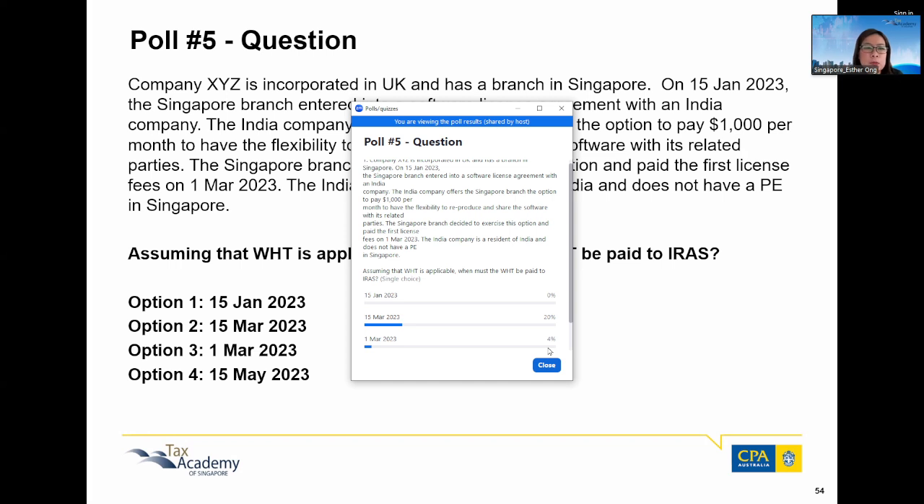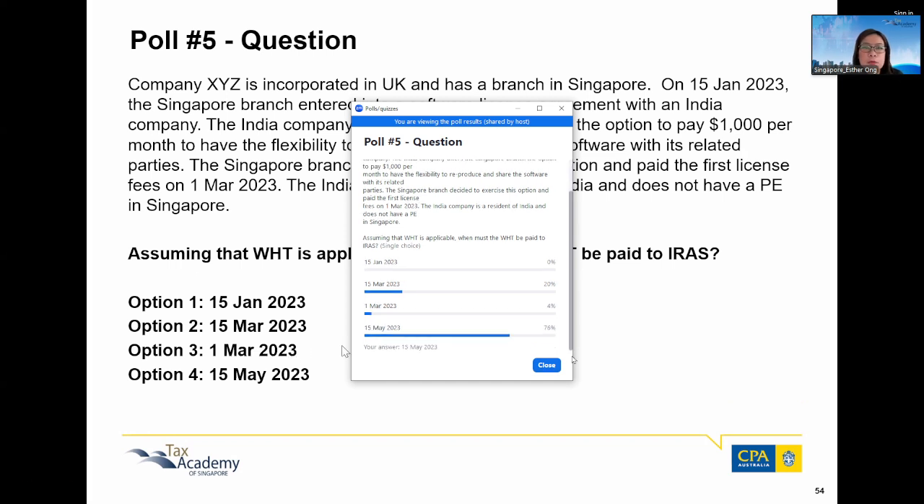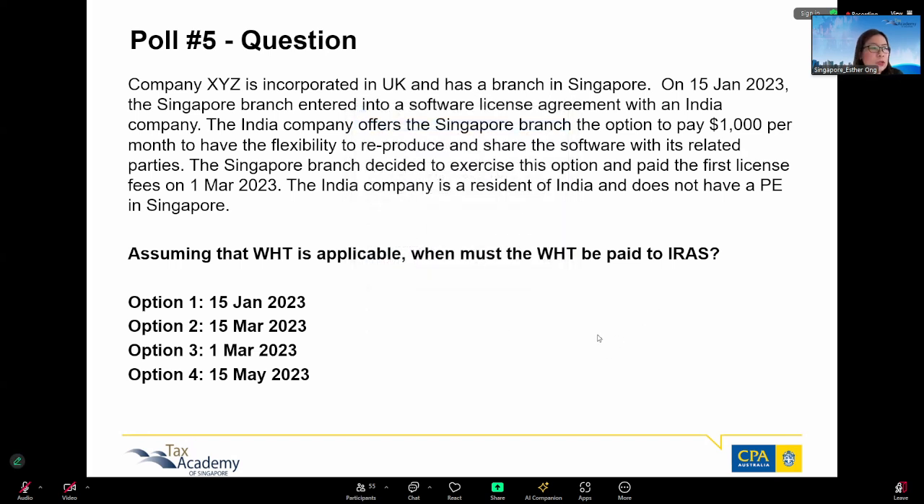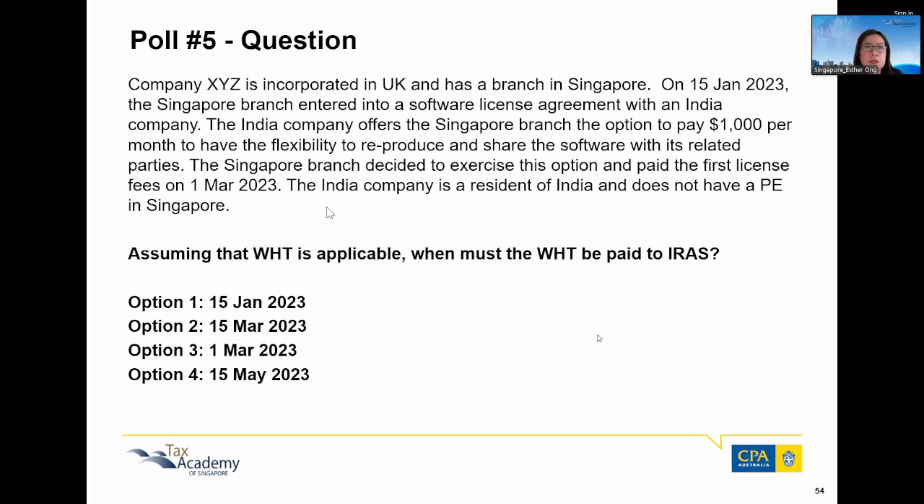Okay, the answer should be option 4, 15 May 2023. In this case, the date of payment is 1st March 2023. That is the only information we have on the date of payment. So the due date to pay to IRAS would be by the 15th of the second month following the date of payment. So in this case, 15 May 2023.